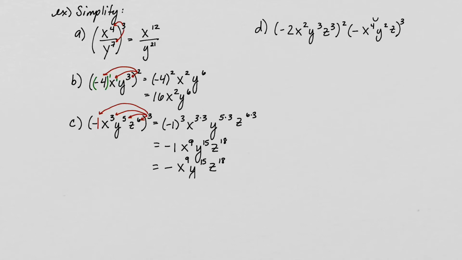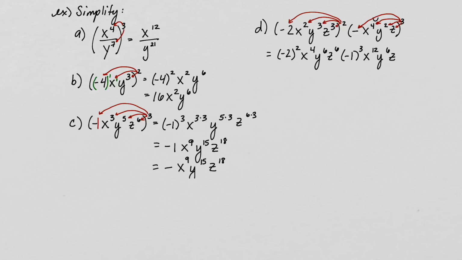Okay, so the first thing I'm going to do is take this 2. It's going to go to the negative 2, to the x part, to the y part, to the z part, right? So we're going to get negative 2 squared, x to the 4th, y to the 6th, z to the 6th. I have to do the same thing over here. This 3 has to go to the negative, to the x, to the y, and to the z. So we're going to get times negative 1 cubed times x to the 12th, y to the 6th.